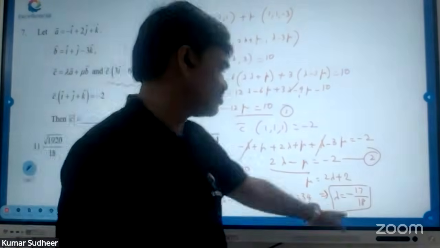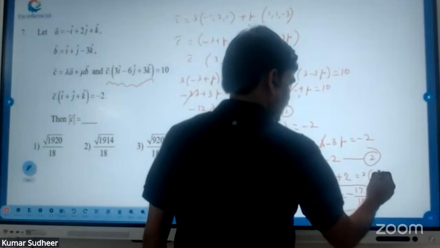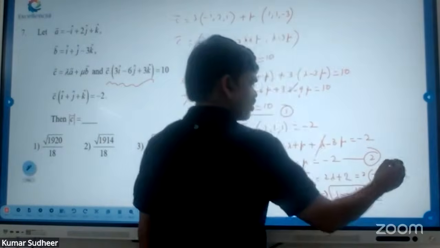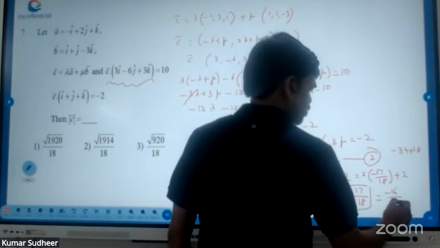I got the value of lambda. Once you get the value of lambda, mu is 2 into minus 17 by 18 plus 2. So minus 34, minus 34 plus 18 I will write. Minus 16 by 18.